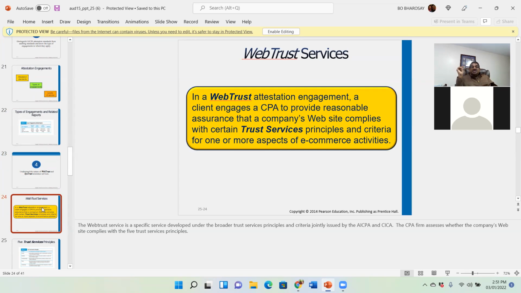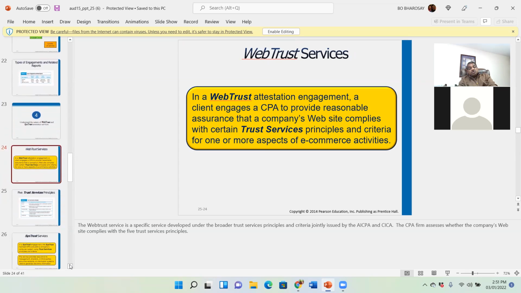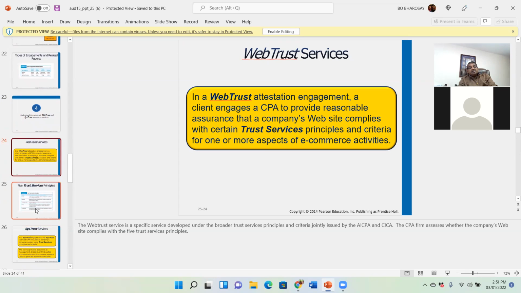So in a WebTrust attestation engagement, a client engages a CPA to provide reasonable assurance that the company website complies with certain trust services principles and criteria for one or more aspects of e-commerce activity. That's all I need you to know about WebTrust.